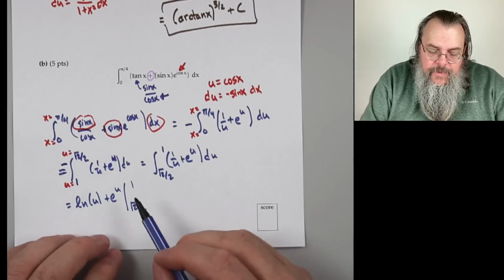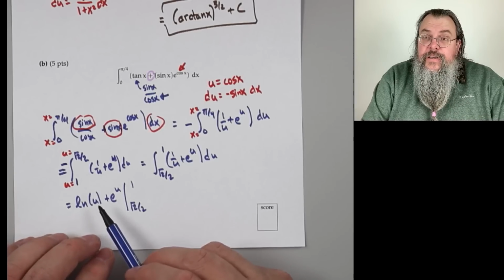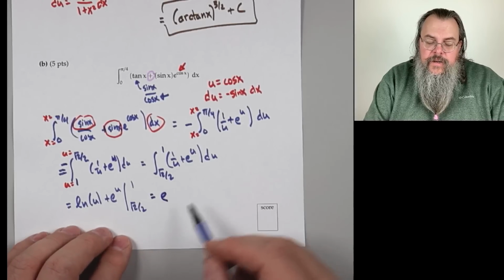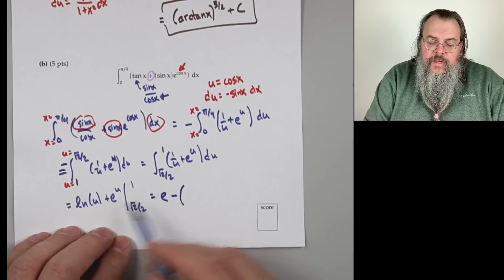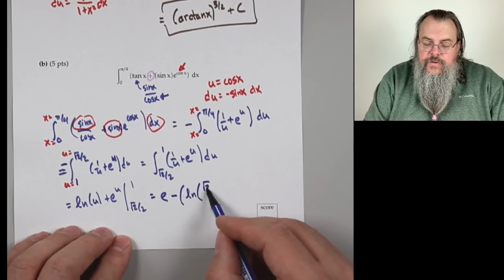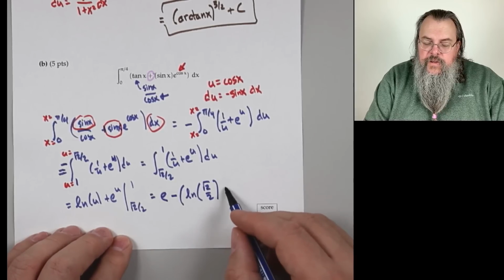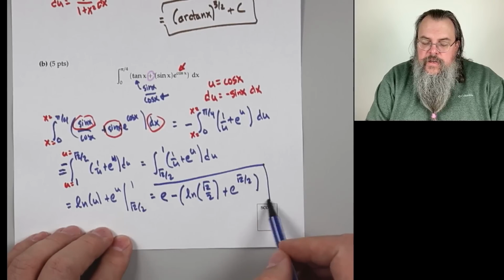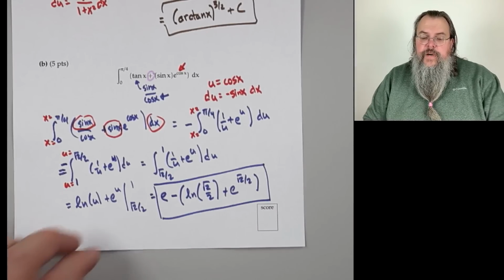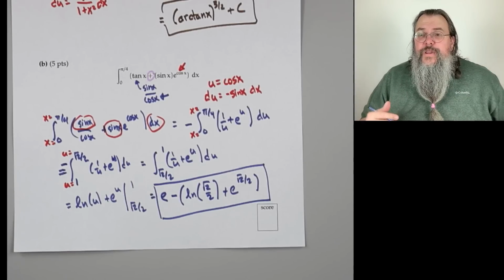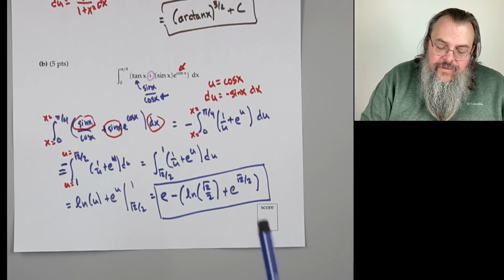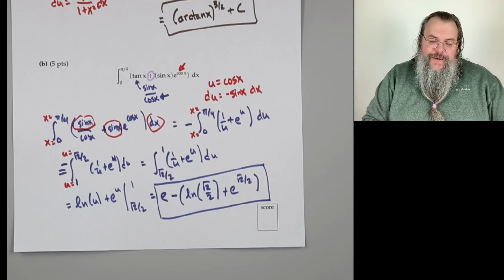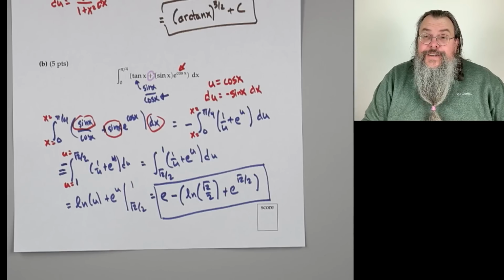All right, so we plug stuff in. Log of 1 is 0. We won't even write it. e to the 1 is e. So then e, subtract log of root 2 over 2, plus e to the root 2 over 2. And, well, you could do some simplifying, but it's hard to know what they're looking for exactly. And this is a lovely answer, so we stop there. Fun problem, fun problem. All right, almost done. Let's finish it up.